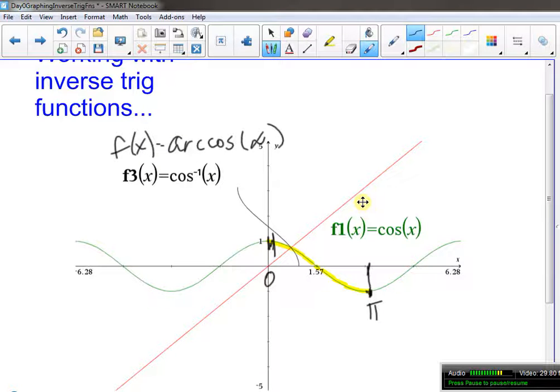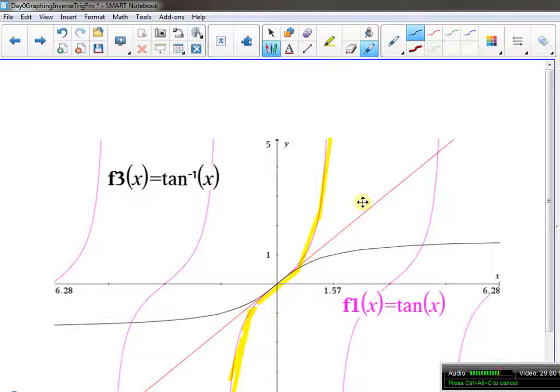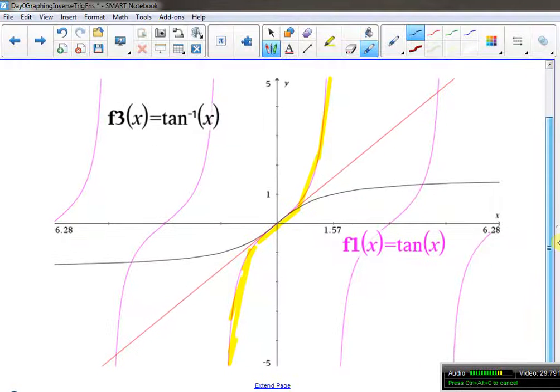And last but not least, we're going to take a look at the tangent function. The tangent function, well, that's the pink one. I graphed the tangent in pink, and you remember that it has asymptotes at odd intervals of pi over 2: pi over 2, 3 pi over 2, 5 pi over 2, etc. But what we're going to have to do, if we want our inverse to be a function, is take just this one piece of the tangent curve, the piece that exists in between minus pi over 2 and pi over 2, and we'll reflect just that piece of the tangent over that red line.